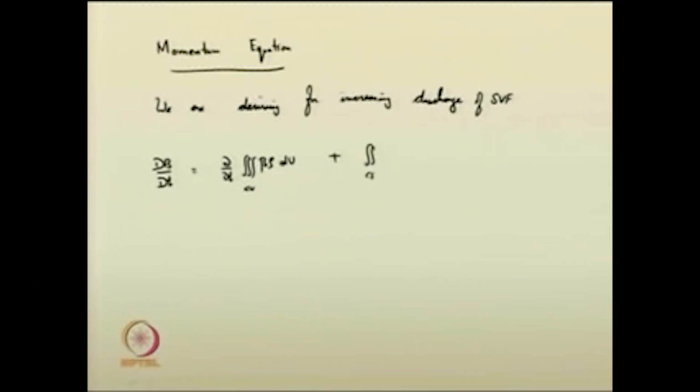Beta rho dV plus control surface beta rho V dot n dA. Now, in this case the extensive property B is equal to momentum, and the intensive property beta will come out to be velocity, because momentum divided by mass gives you velocity. So, you have to note that. Based on that, I can now suggest the following.